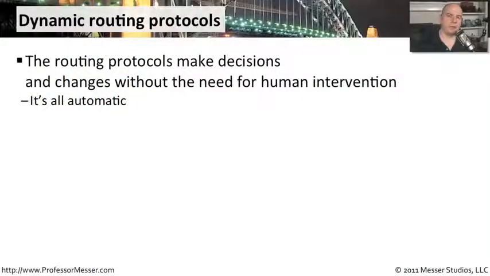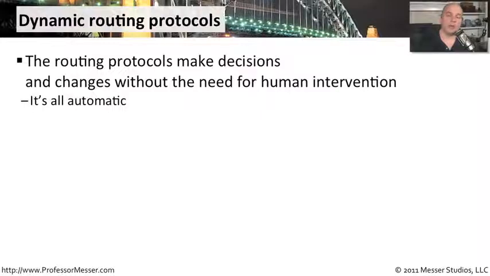When you are configuring the routers in your environment, you have two choices on how the router determines what routes it needs to take to get to a certain destination. You have dynamic routing and you have static routing. In dynamic routing, all of your routing protocols make the decisions on their own.